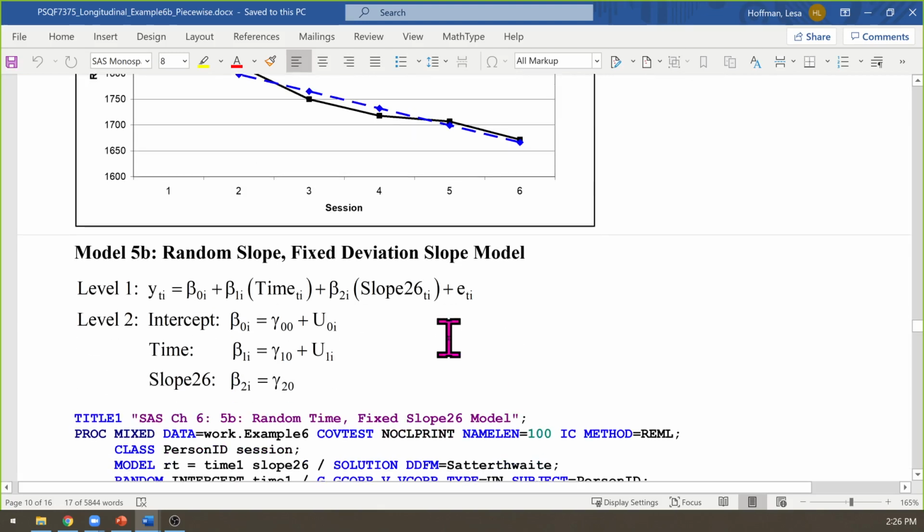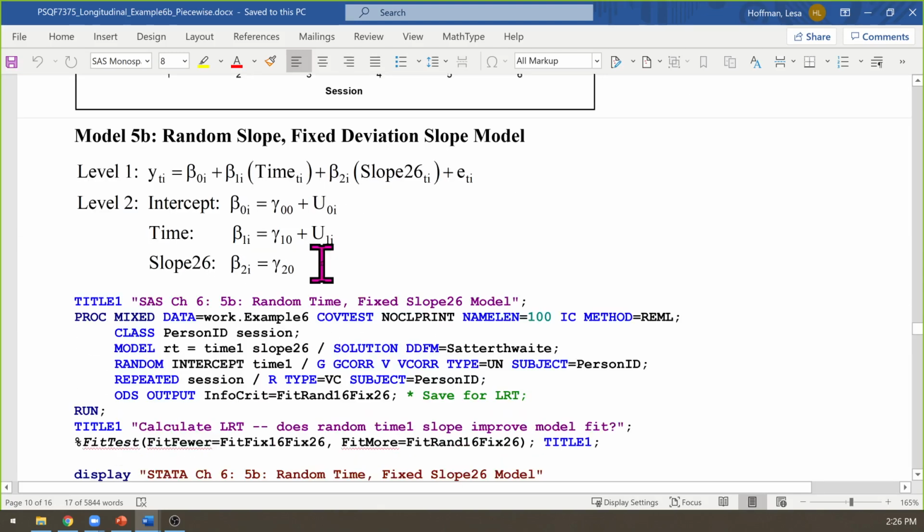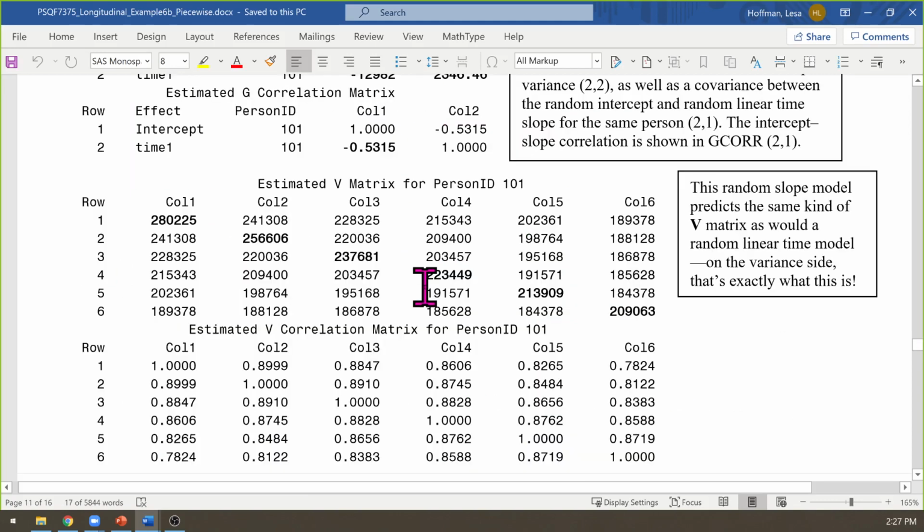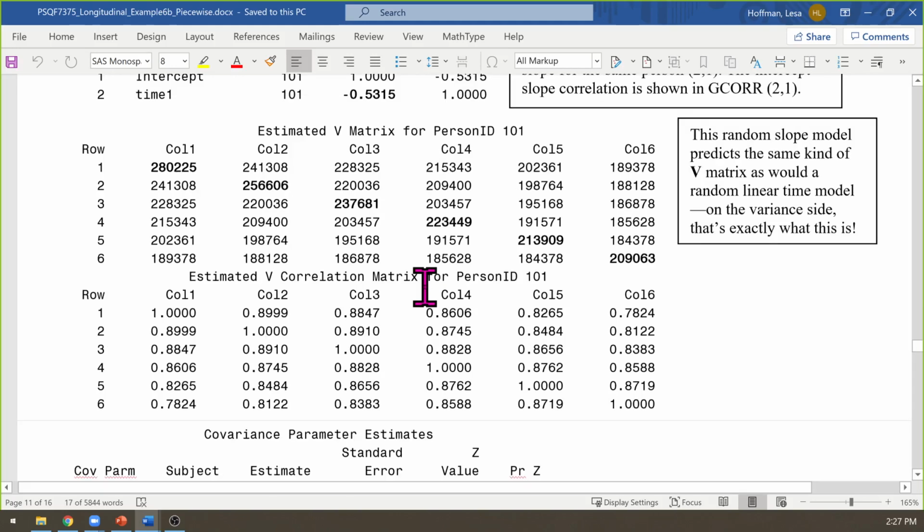So then we can go through the same process of adding random effects, but this intermediate model in which only the first slope is random is not equivalent. By adding only a random effect to the time variable here, on the model for the variance side, it's the same as a random linear time model. So the V matrix that we end up with has that same quadratically changing variance pattern as if we had a random linear model, because functionally speaking, that's what we have.